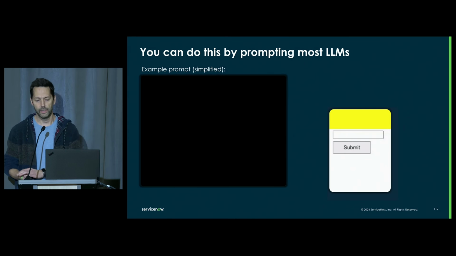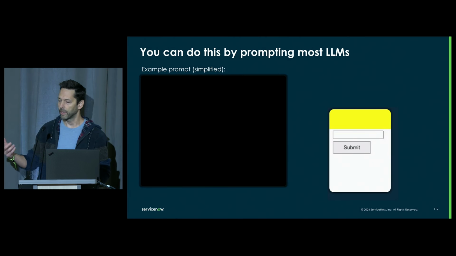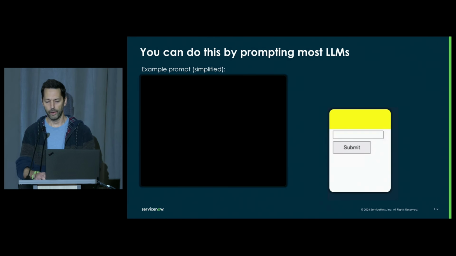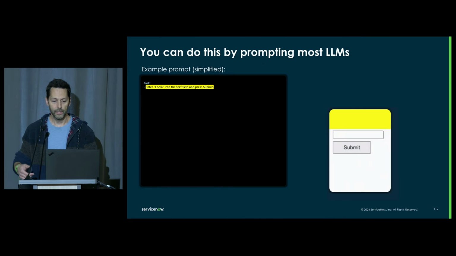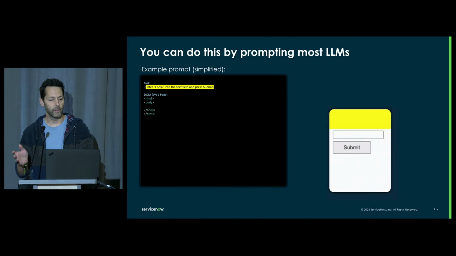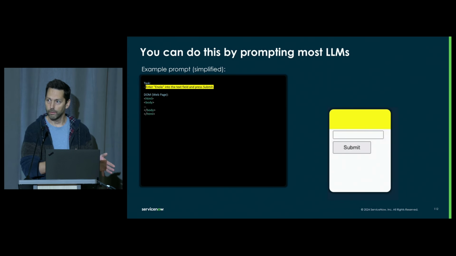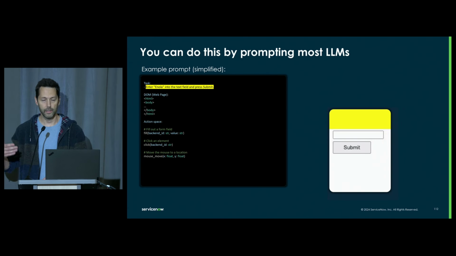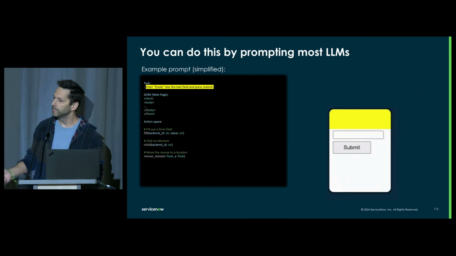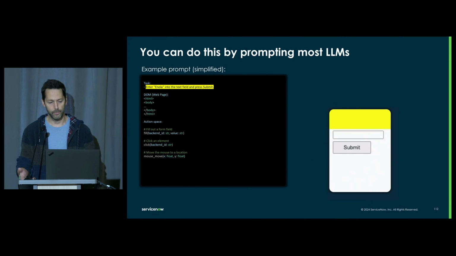On the right-hand side here, we have a web page that we're going to have to interact with. The task is: enter the string Enola and click on the submit button. So what we're going to do to make that work, we're going to dump the whole page as text into the LLM, and we're going to present an action space. It can be fill, click, and mouse move. This is a very simplified action space just for the example.